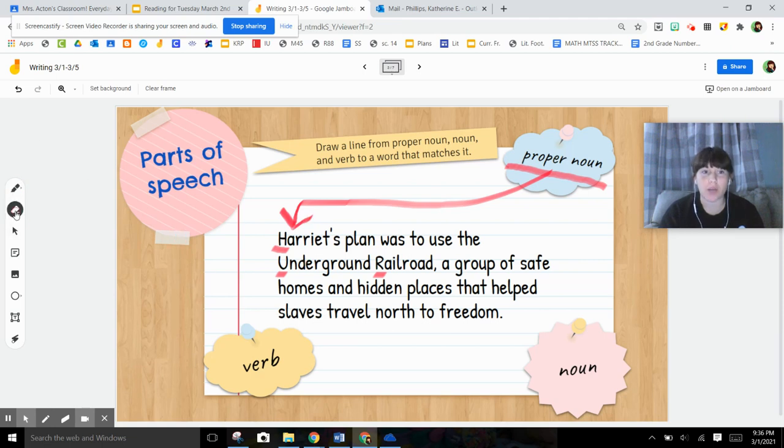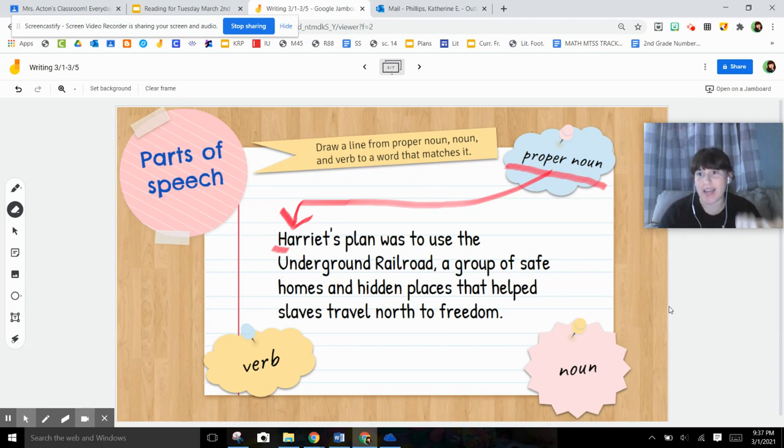Now it is your job to find the other proper noun in here. So remember, look for those capital letters. Is it a person, place, or thing? And is it an actual name of a person, place, or thing? Is it special? Is it important? That's why those capital letters are there. So find that other proper noun in the next slide that you see.